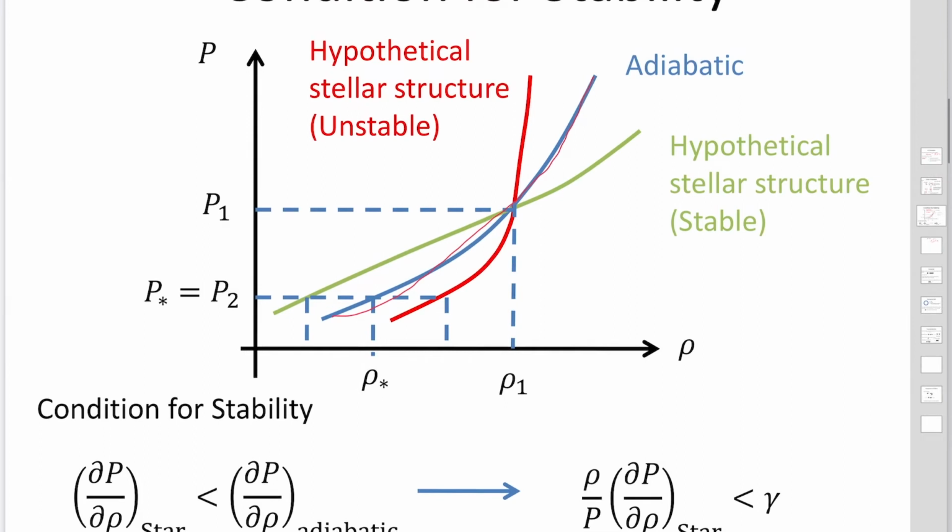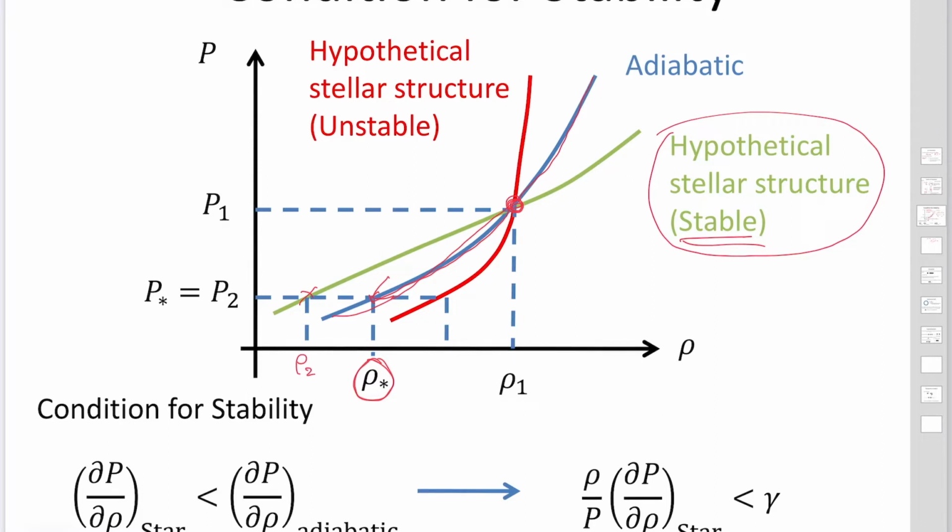When the hypothetical stellar structure is expressed by the green one, then you could compare the density at these two points. The gas element starts moving from this point, ρ1 and P1, follows the adiabatic curve, and comes to this point. In this situation, ρ* is larger than ρ2. So in this case, the gas element is sinking to the original position. This is the stable case.